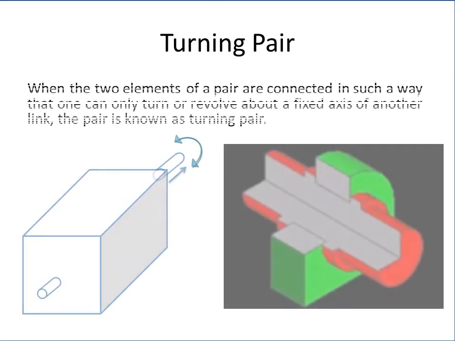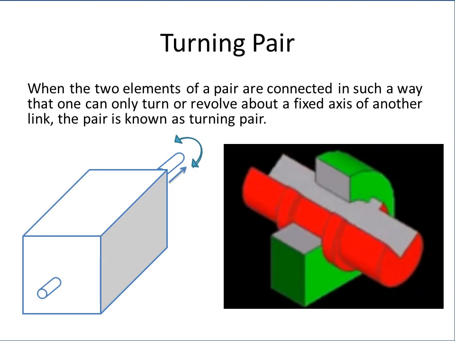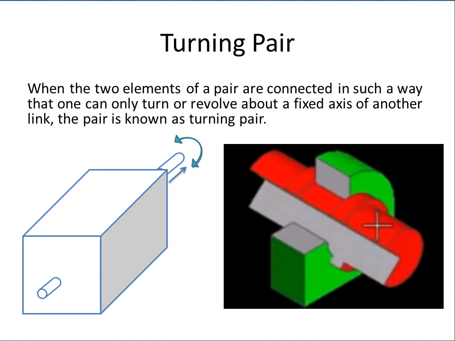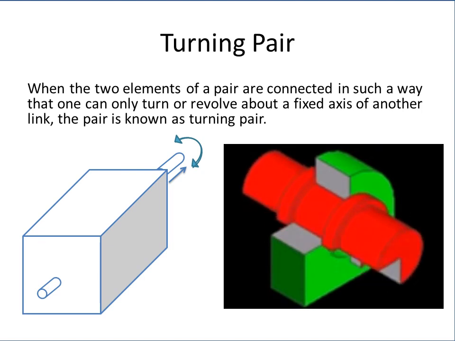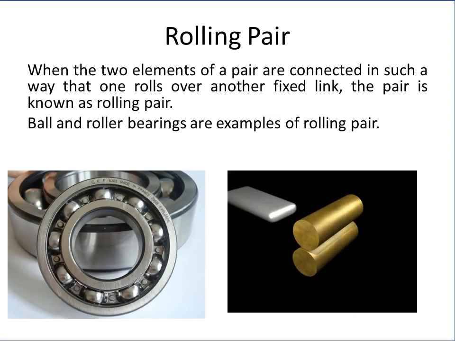When the two elements of a pair are connected in such a way that one can only turn, or revolve about a fixed axis of another link, the pair is known as a turning pair. When the two elements of a pair are connected in such a way that one rolls over another fixed link, the pair is known as a rolling pair. Ball and roller bearings are examples of rolling pair.